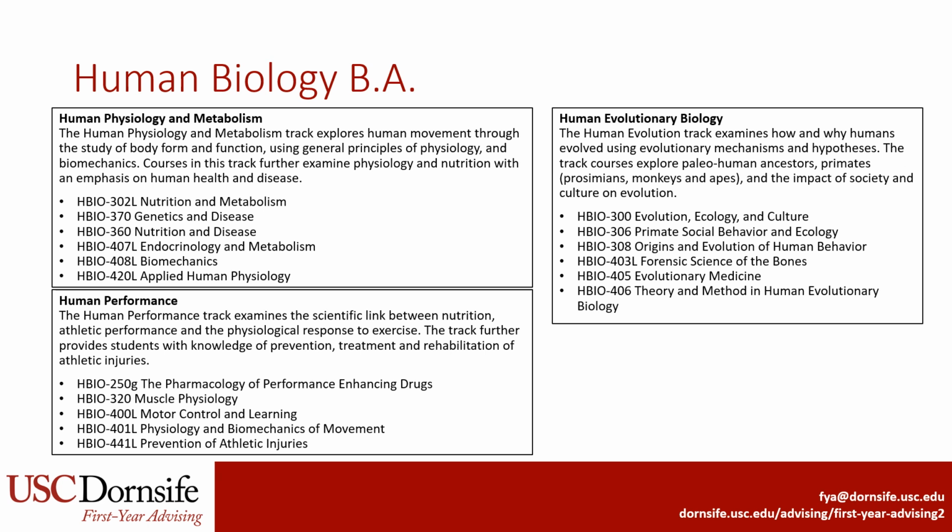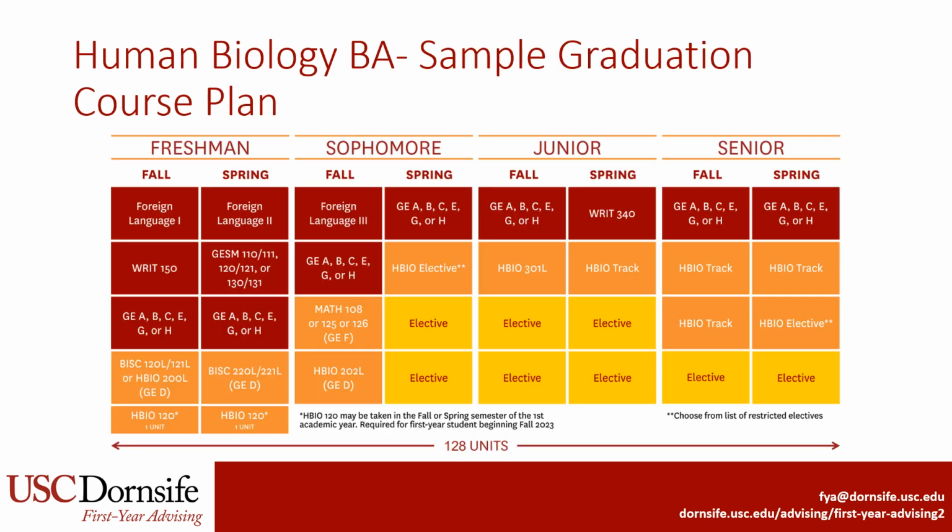For the restricted electives in the BA, you may choose from the list of electives, which are not included on this slide, or courses from one of the other tracks that you are not pursuing. This is a sample course plan for students pursuing a BA in human biology who are not pre-health. You can see that there are about 28 units of elective space, which many students in this major use for adding a second major or minor.